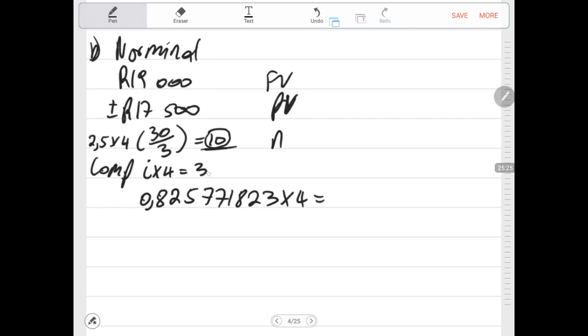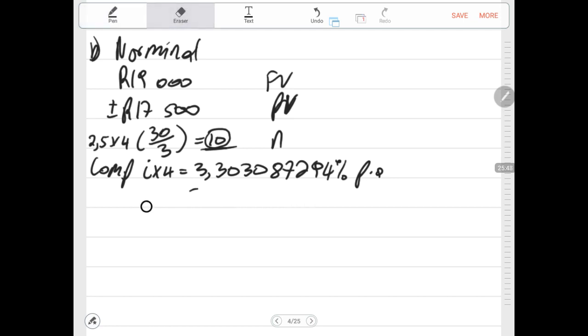Then I get 3.30872.94% per annum and compounded quarterly. So now that will be our final answer. Then after we go to number B, where we're calculating the effective rate of interest.